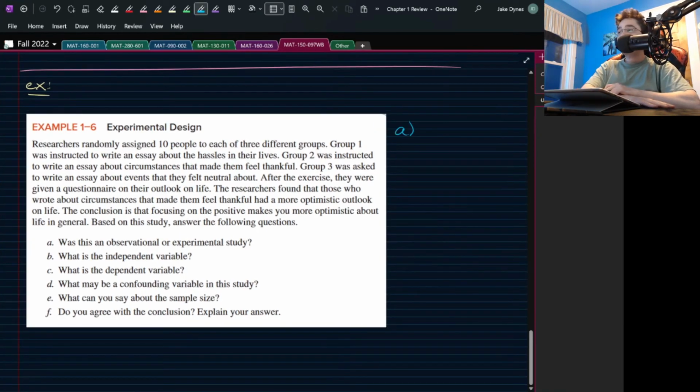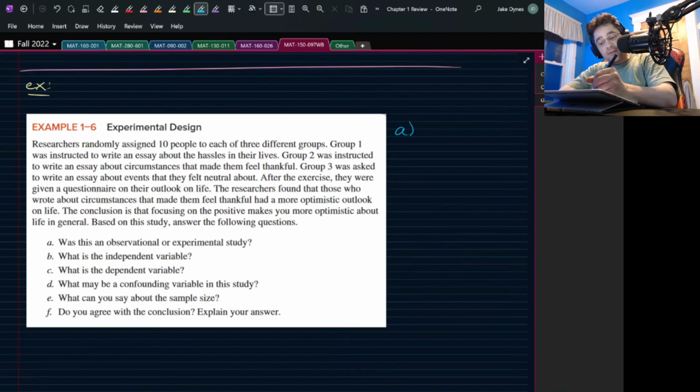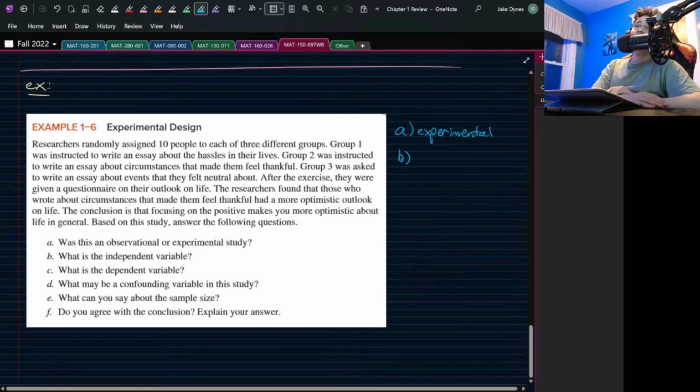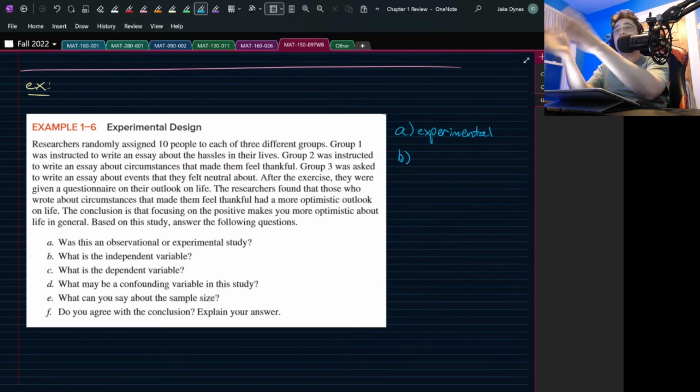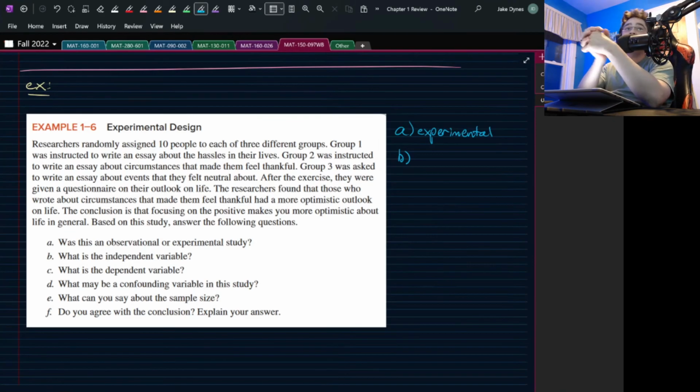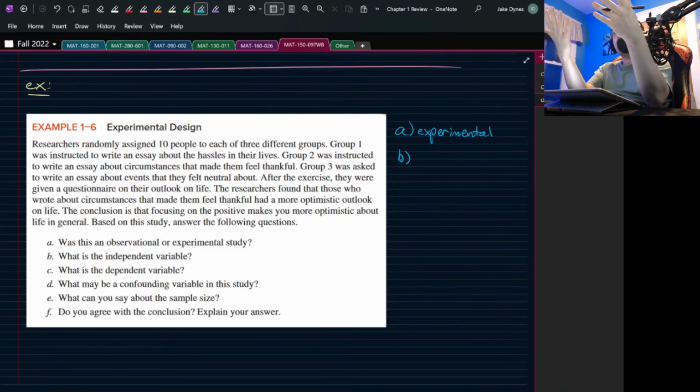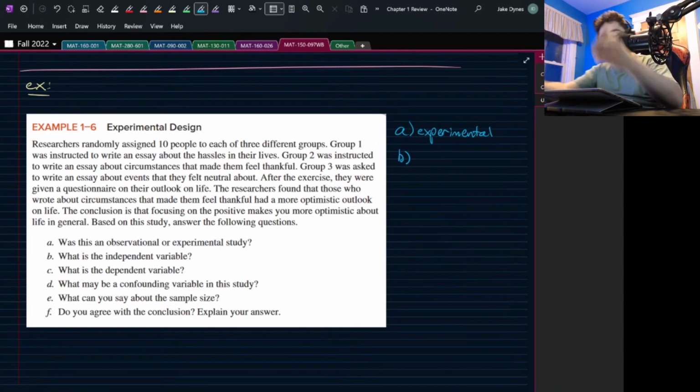So, is this an observational or an experimental study? This is definitely an experimental study. They're very actively telling these people what to do. B, what is the independent variable? So what is different between each group? That's what the independent variable is. And in this case, it's what they're writing about. The type of essay that they're writing, essentially, right?